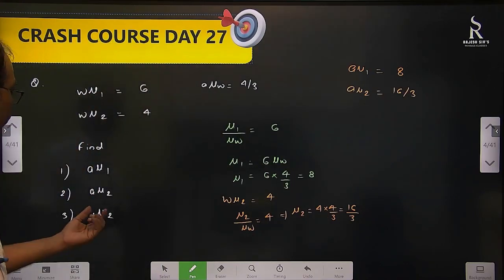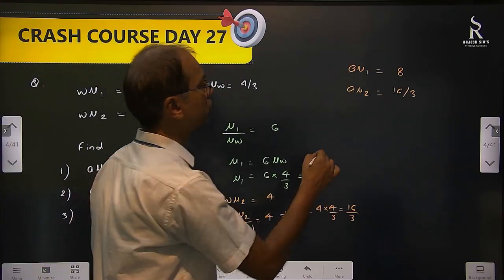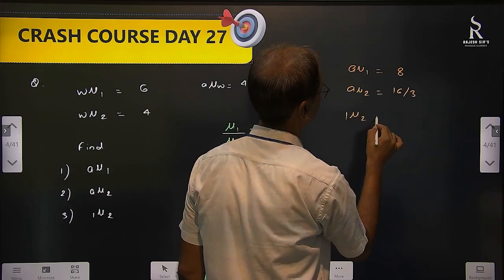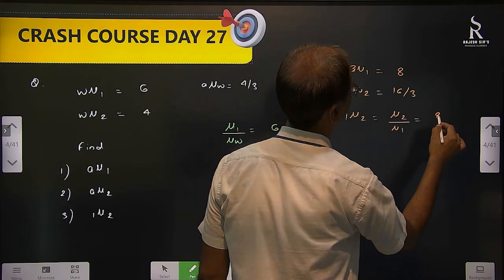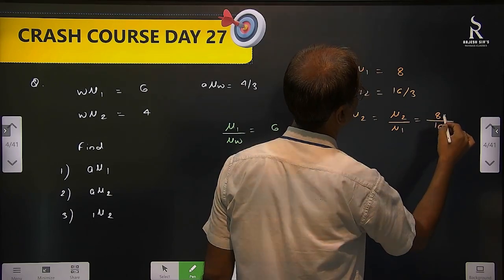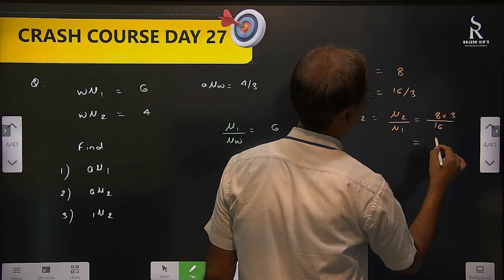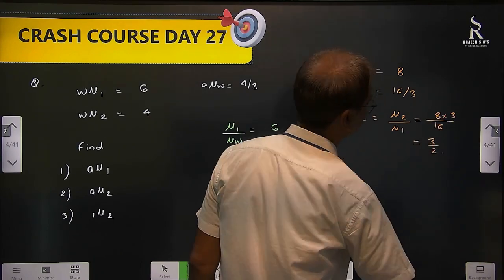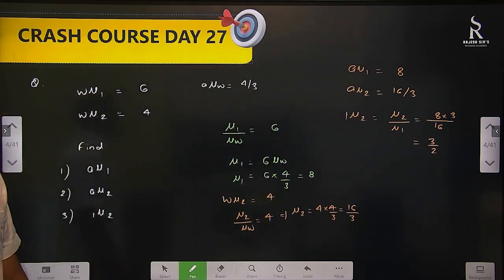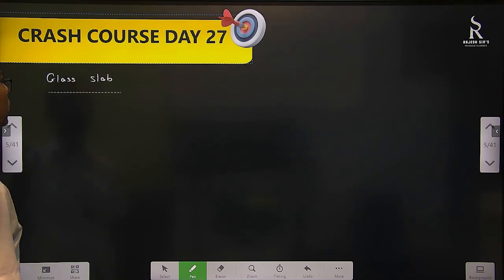Okay, then what we have to find? 1 mu 2, actually mu 2 by mu 1. That is 8 by 16, 3. That means how much are we getting? 3 by 2. Okay, so 1 mu 2 is equal to 3 by 2. Right? So this way also questions are asked, so we should know this as well.